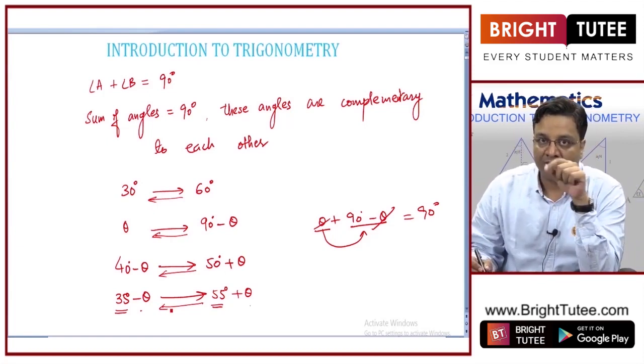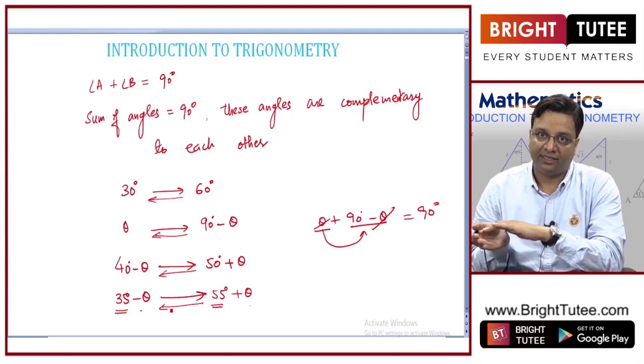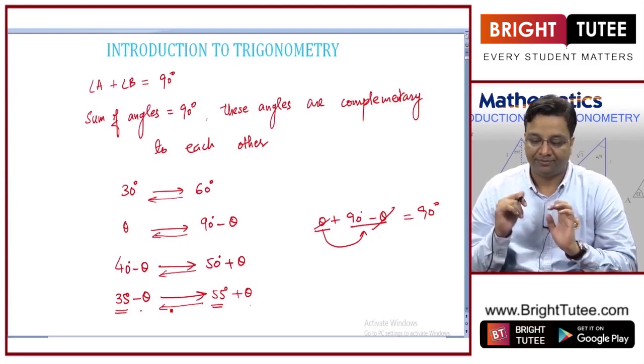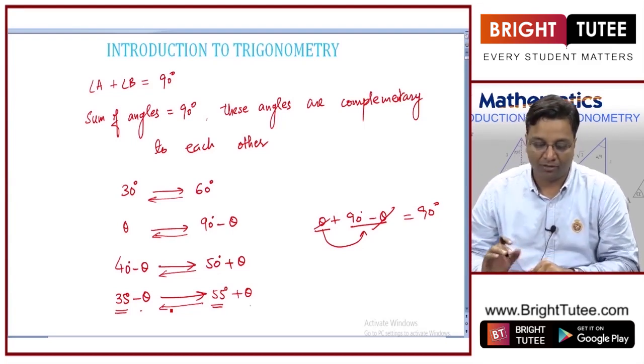The left hand side angle is complementary to the right hand side angle and the right hand side angle is complementary to the left hand side angle, right? So these are complementary angles.